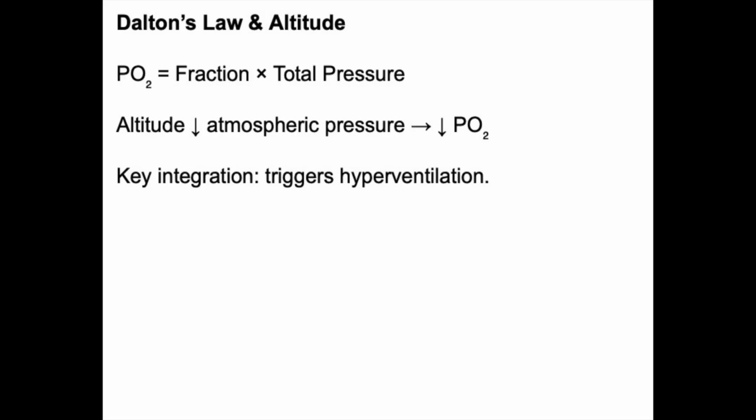Now, here's the integration. Decreased PO2 stimulates peripheral chemoreceptors in the carotid bodies. That triggers hyperventilation. Hyperventilation decreases CO2, which raises your pH, which will then cause respiratory alkalosis. So altitude exposure is not just a lung problem, it's a ventilatory and acid-base problem. If you understand Dalton's law, you understand why when someone starts to acclimatize to higher altitudes, it always begins with hyperventilation.